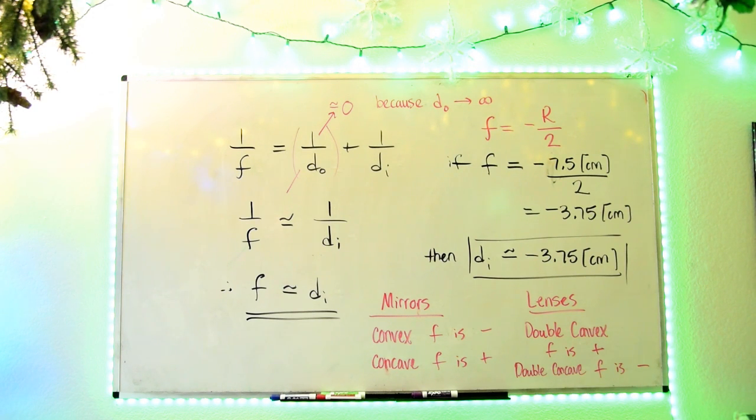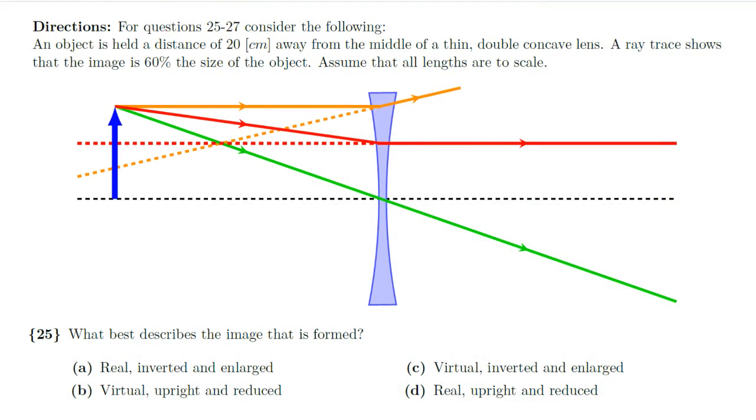All right, and these will be the last 3 questions. So yeah, no problem. Okay, for questions 25 through 27. We have an object which is held 20 centimeters away from the middle of the lens.